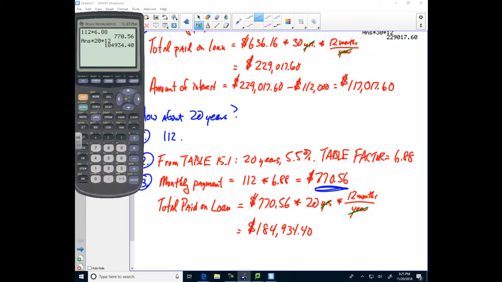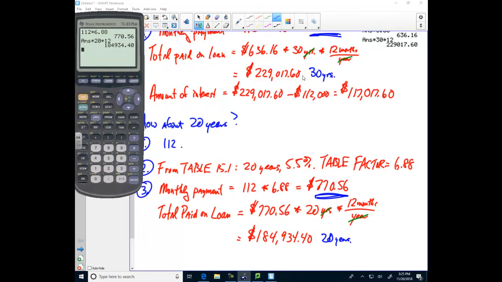So what do you see here? What do you see? It's better if you can take it down to 20. Absolutely. D'Angelo's hit the nail on the head. Now, 30 years we're paying basically 640, and 20 years that jumps up to about 770. It's about $130. But look how much you save. From about 230 to about 180, that's up almost $50,000.